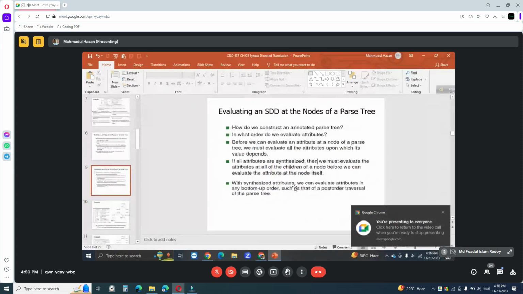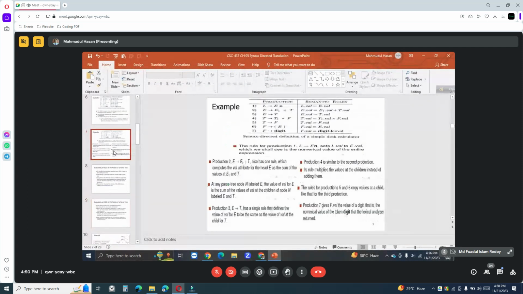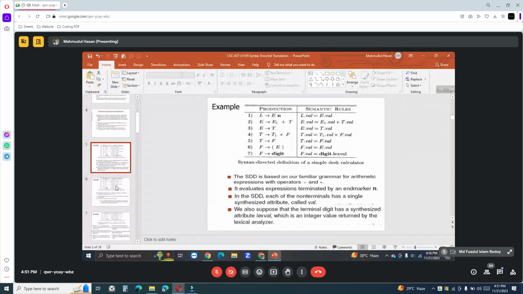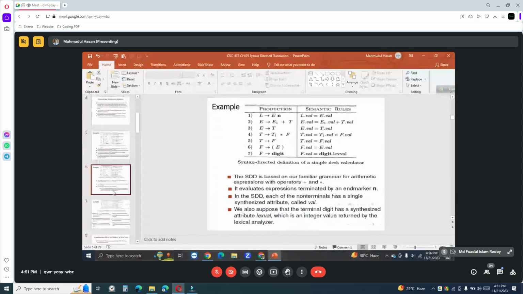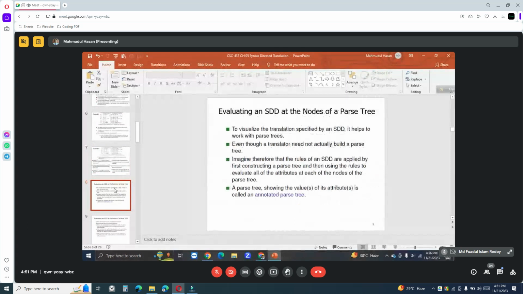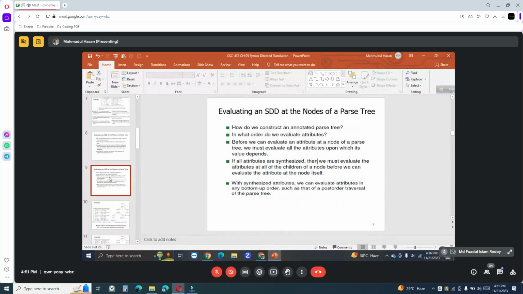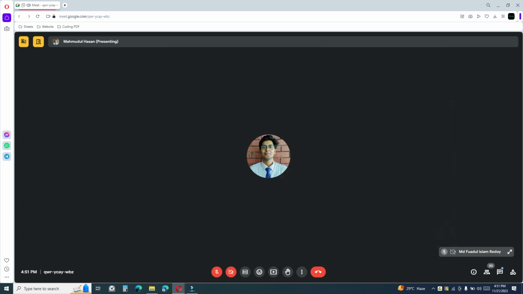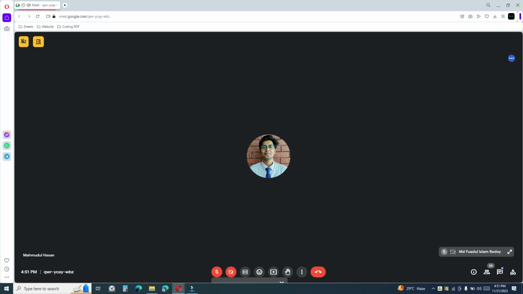Okay, one thing I already mentioned, if you are very good at drawing parse trees, then this chapter is very easy. Just a minute, I am making a new slide page. I think that will be easier to understand.